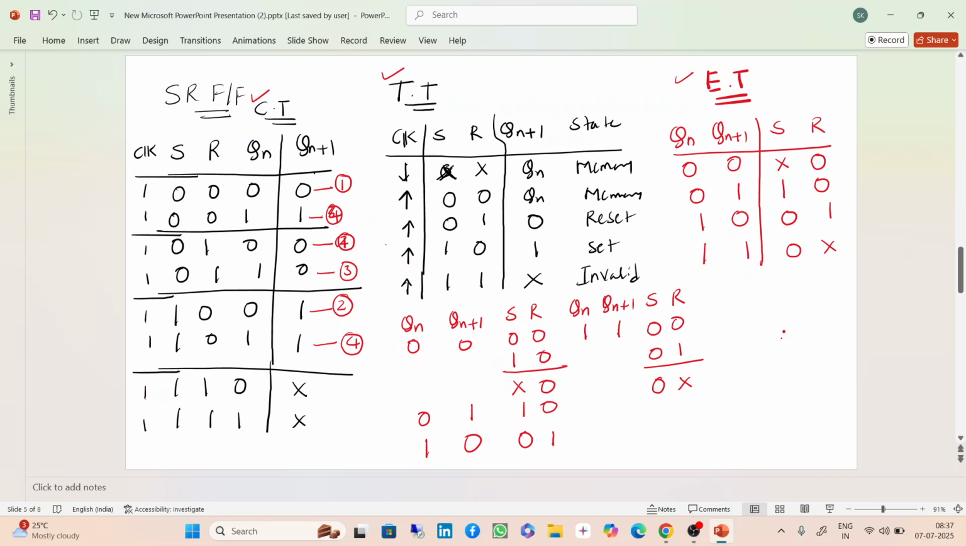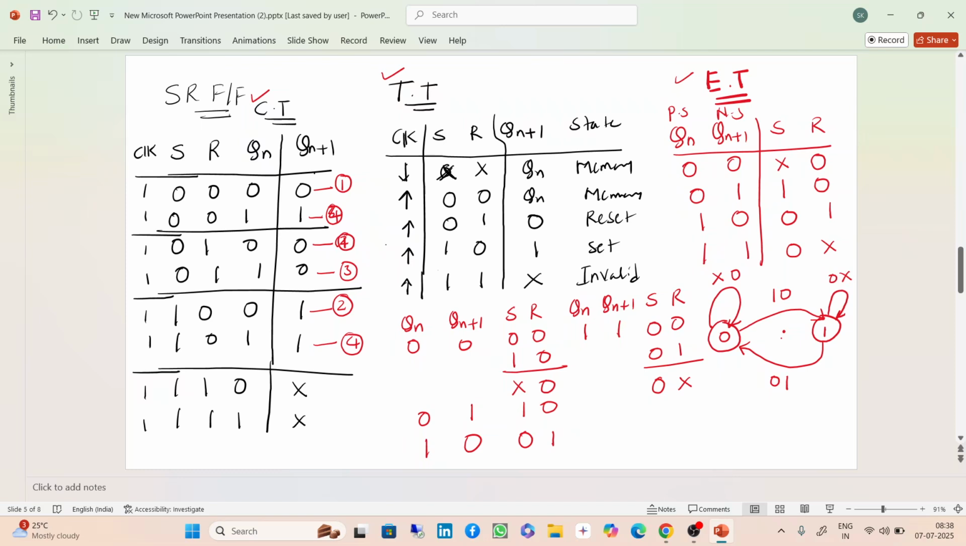If you see, present state is 0, next state is the same, 0. What are the inputs? Don't care, 0. When present state is 0 and next state is 1, the inputs are 1 0. When present state is 1 and next state is 0, the inputs are 0 1. And when present state is 1 and the next state is the same, the inputs are 0, don't care.